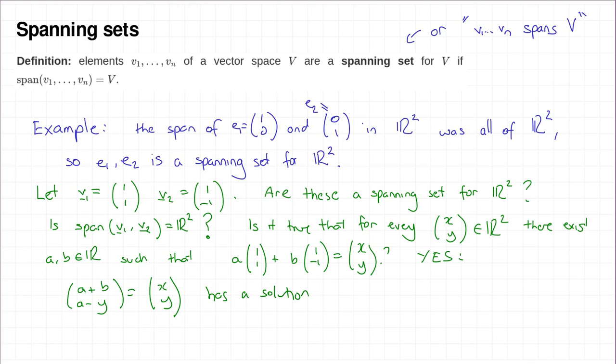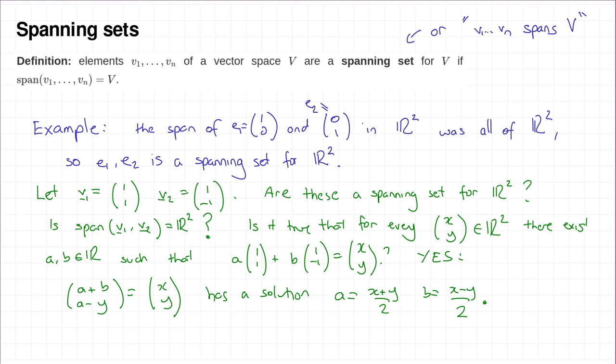No matter what x and y is, there is a solution. a equals (x plus y) over 2 and b equals (x minus y) over 2. So no matter what x is and what y is, you can always find a solution for a and b. This is such a solution. So every vector in R squared is equal to some linear combination of V1 and V2, and that means the span of V1 and V2 is the whole of R squared.